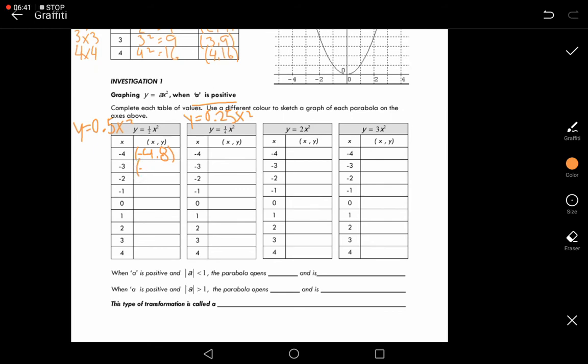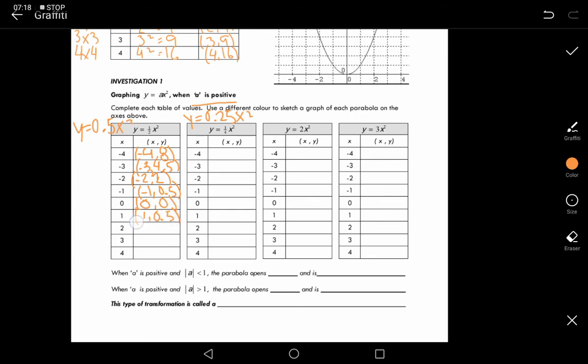So we have -3 squared, which would be 9, times 0.5 is 4.5. -2 squared is 4. 4 times a half, or 0.5, is 2. -1 squared is 1, times a half is 0.5. 0 squared is 0. 0 times anything is 0. 1 squared is 1. 1 times 0.5 is 0.5.